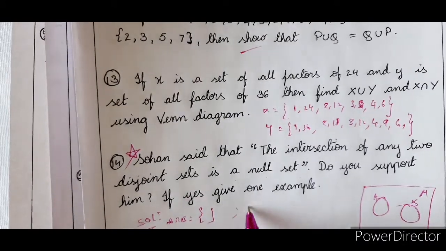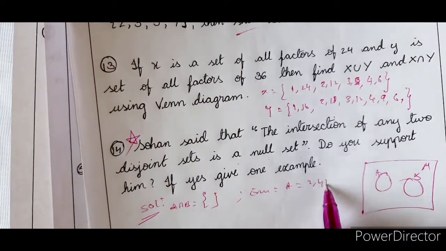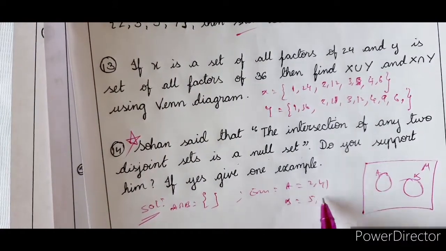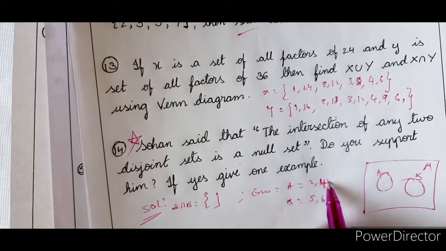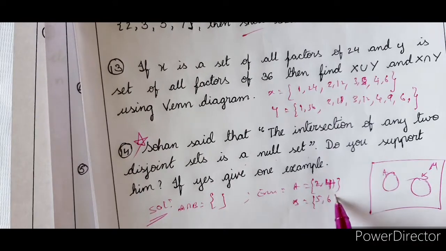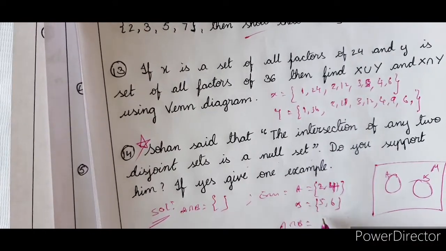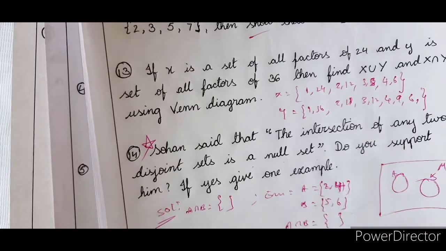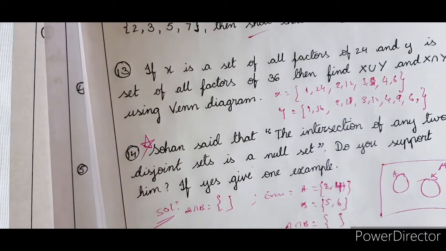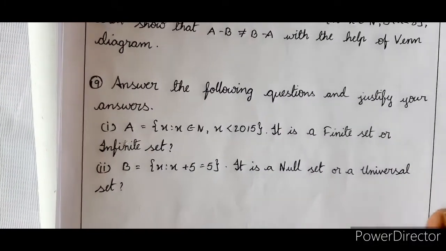So example, you can take any example. A is equal to 2, 4. B is equal to 5, 6. This is within flower brackets. So now A intersection B is equal to null set. Any example you can give. So remaining all problems I am leaving it to you.